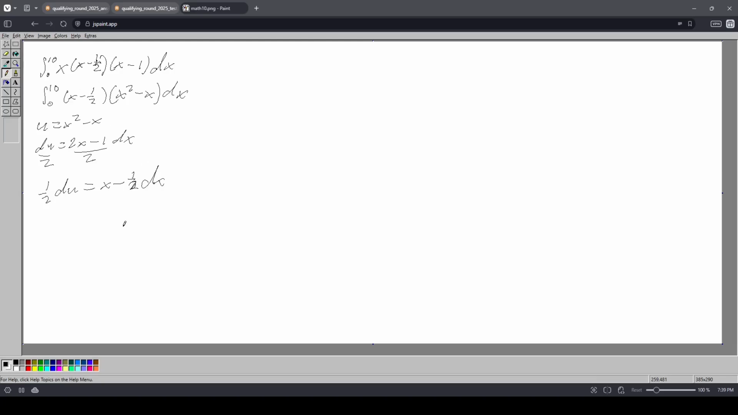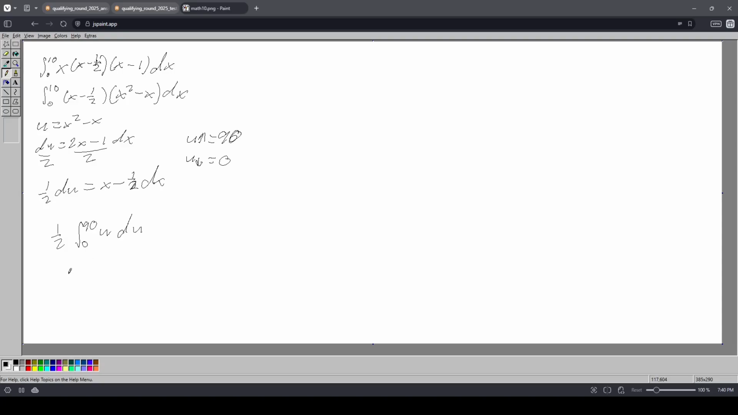So you can just plug it in. You can also just do the bounds while we're here. U upper: 10 squared is 100, minus 10 is 90. U lower: 0 minus 0 is 0. So you can rewrite it as 1/2 the integral from 0 to 90 of u du.